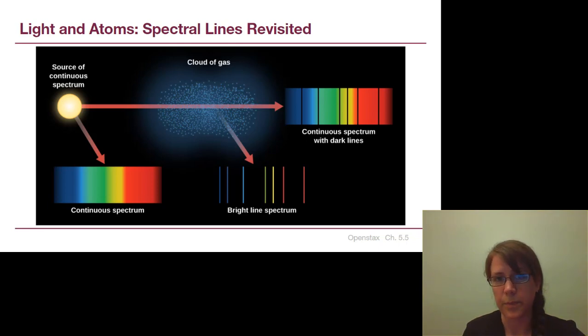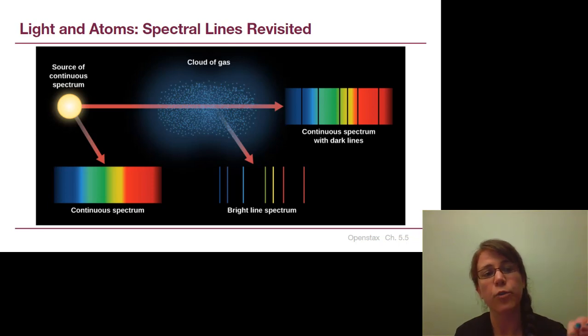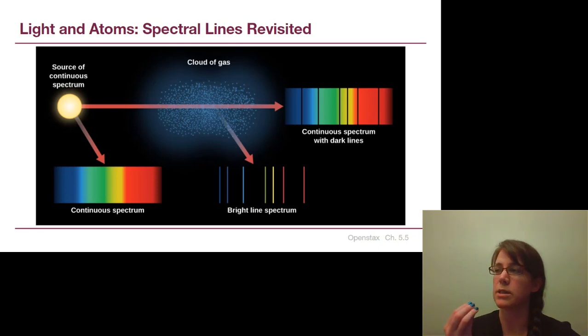This slide is one of the big connections between the previous video, thinking about blackbody radiation, spectral curves, emission spectrum and absorption spectrum, and our newfound understanding of what's happening at the atomic level. If we look at the source on the far left, the source of continuous spectrum, we think about that as like a filament light bulb. It is just a hot, dense object that is glowing. That piece of metal in the light bulb is glowing.